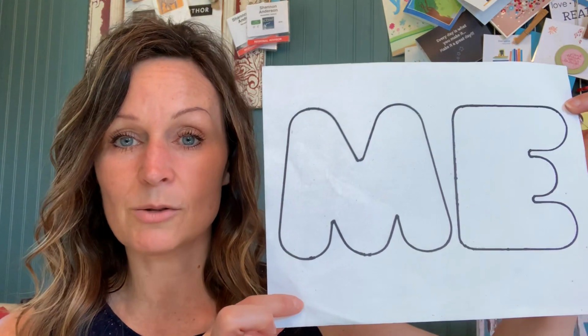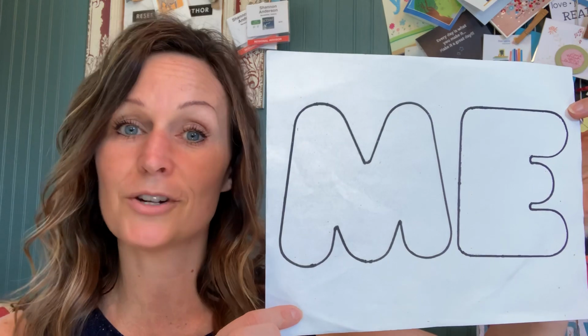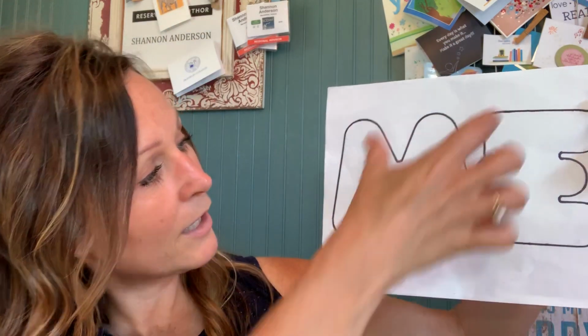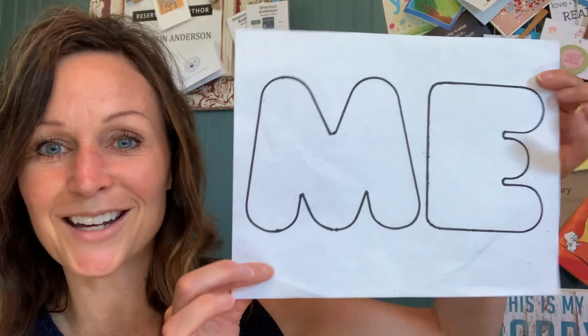So one of the things that I do, and I still do this with my third graders, I did it back when I taught first grade as well, is I use a me page. I just took a bubble letter M-E stencil that I had and traced around it, and it's big enough that they can fill it with lots of writing.